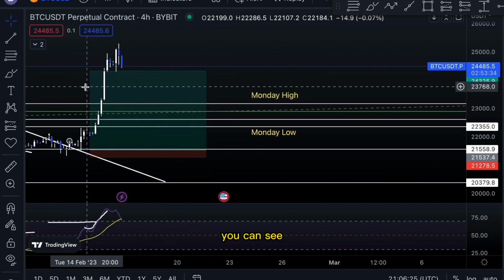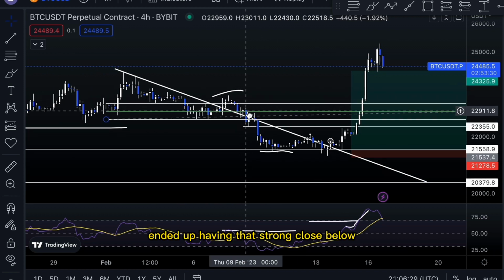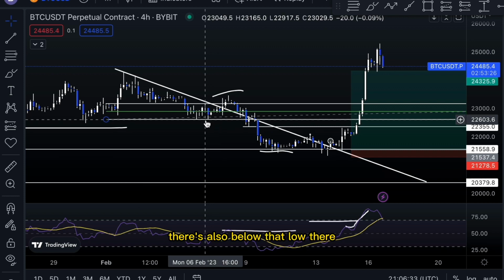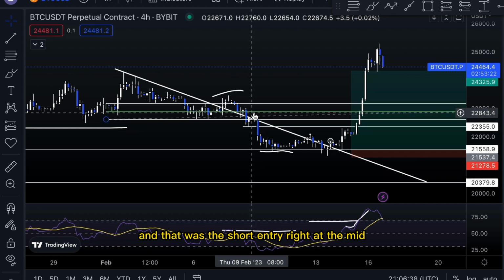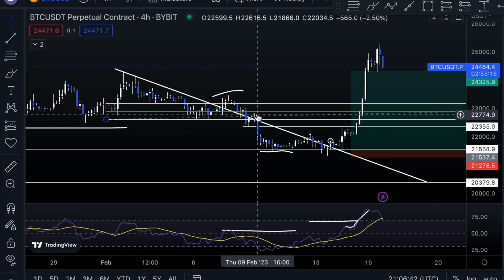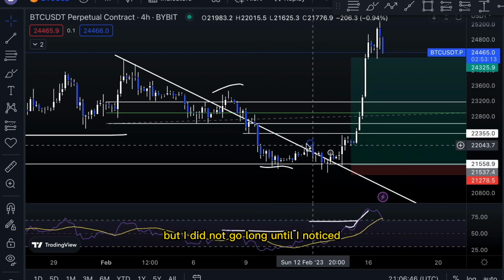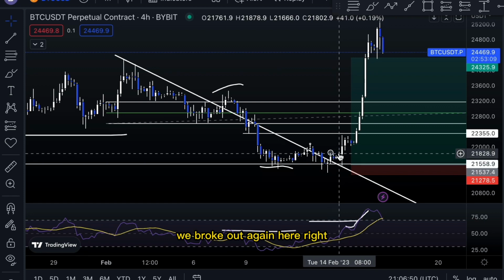If you zoom in here, you can see it kind of held for a little bit, ended up having that strong close below, which was also below that low there. That was a market structure break. It came up again, and that was the short entry right at the mid range at 22.9. Had that sell off, but I did not go long until I noticed we broke out again here, right?